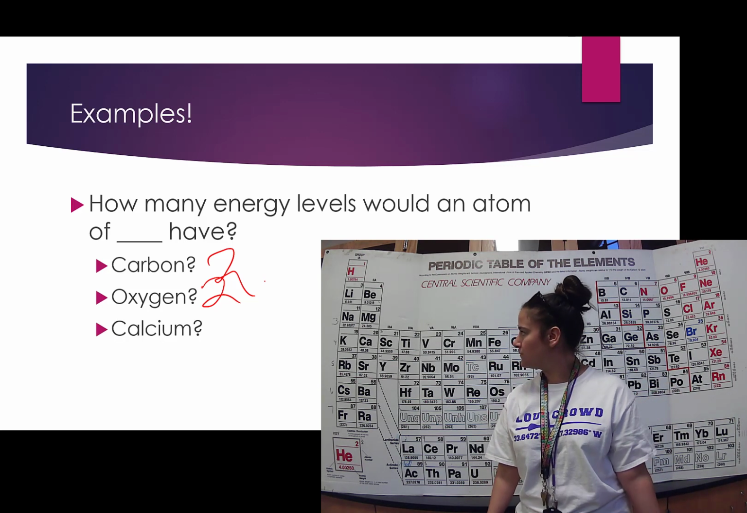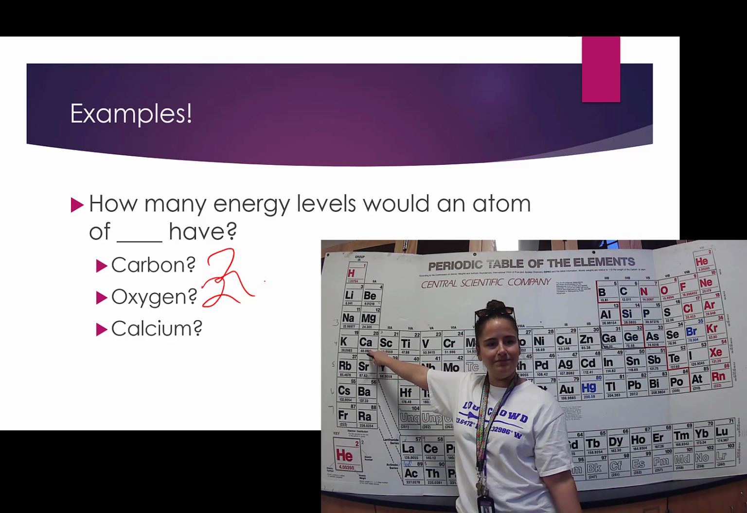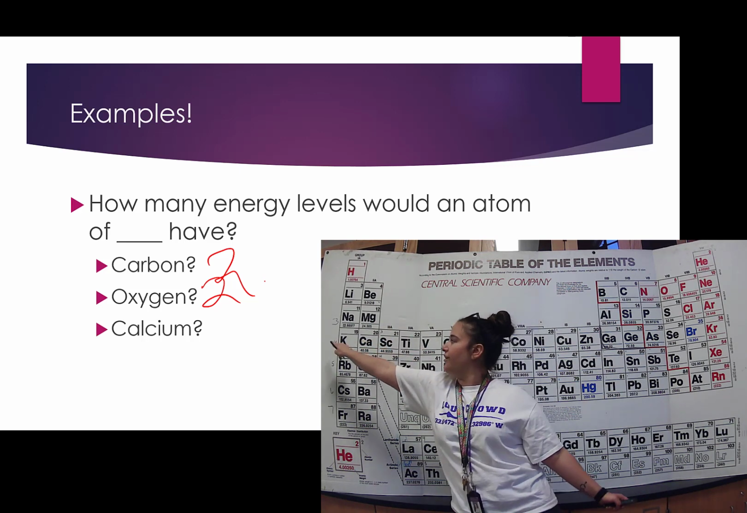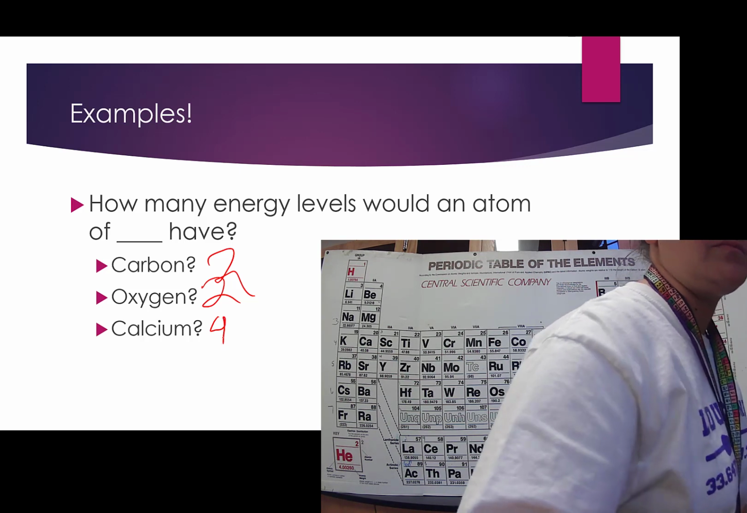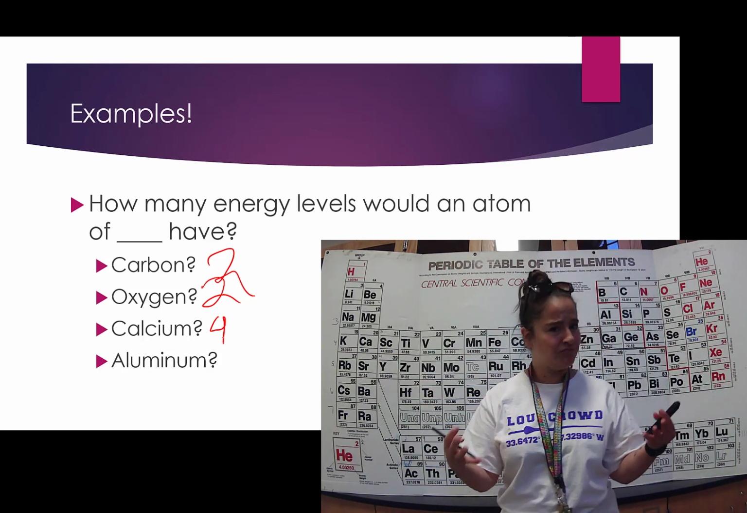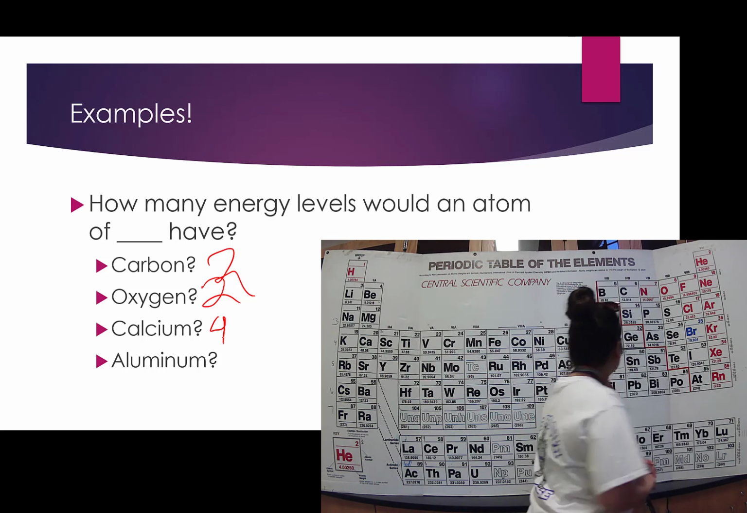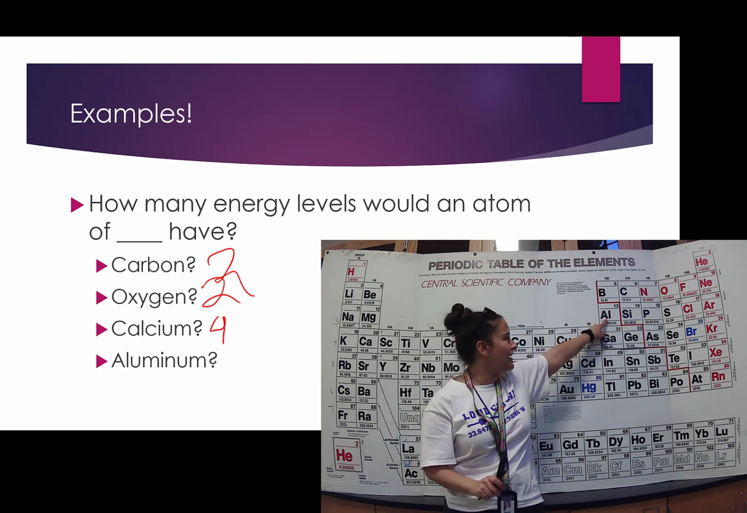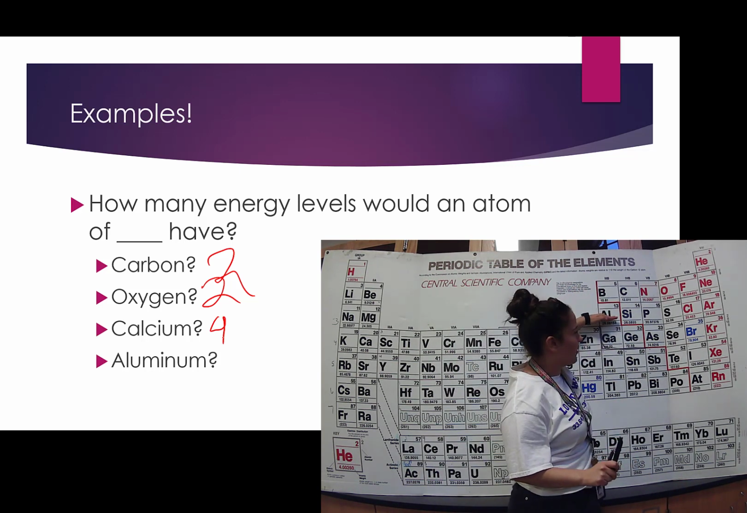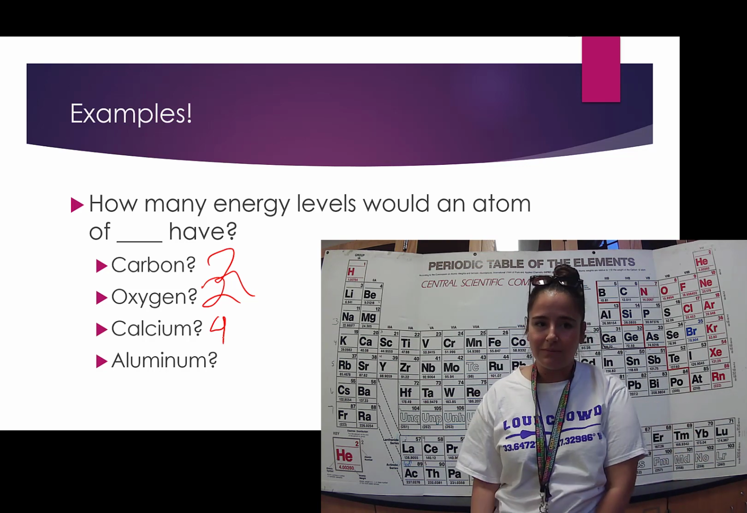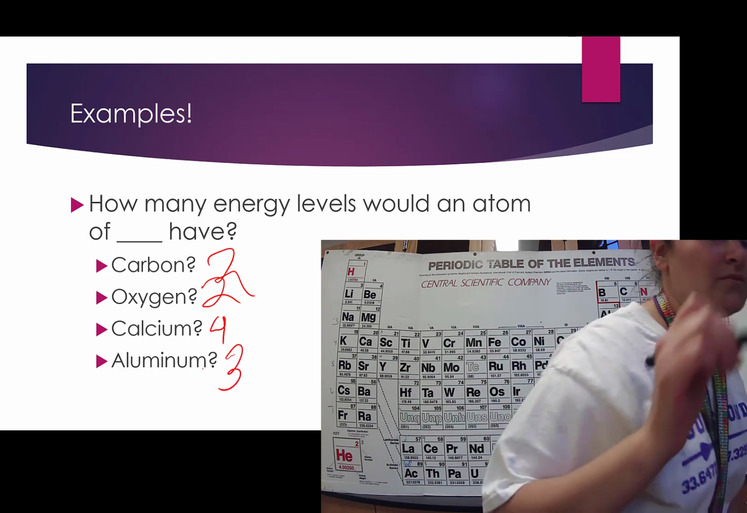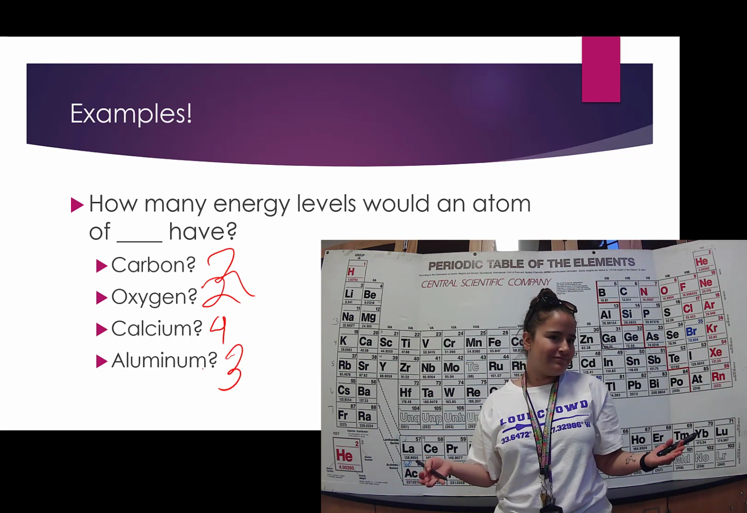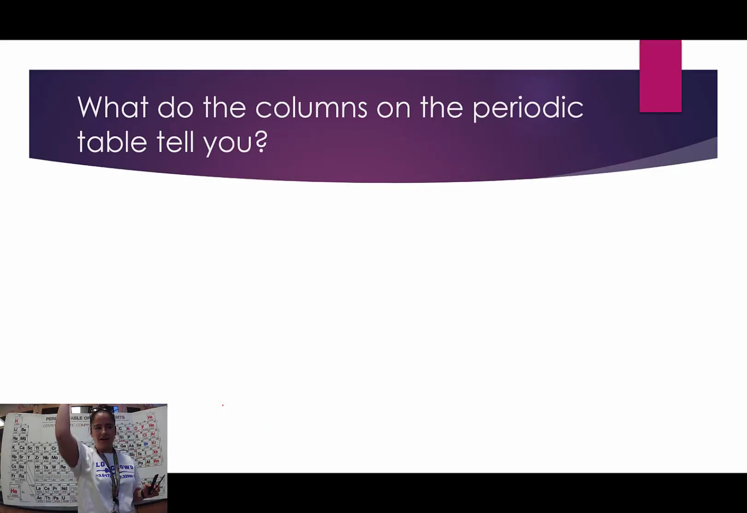Calcium, right there on the periodic table. It's in the 4th row, so 4 energy levels. And last but not least, aluminum, right here on the periodic table. It's in the 3rd row. So atoms of aluminum have 3 energy levels. Okay, cool?